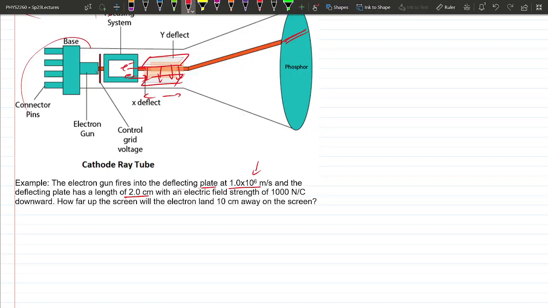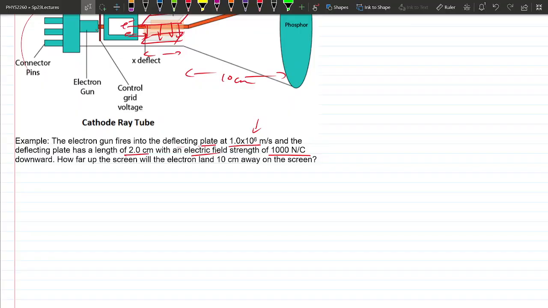The worksheet actually gives you the vertical dimension, not the horizontal. And the electric field strength is, let's say, 1,000 newtons per coulomb, and it's going downward. And we want to calculate how far up the screen that electron is going to hit the screen, if this screen happens to be 10 centimeters away.